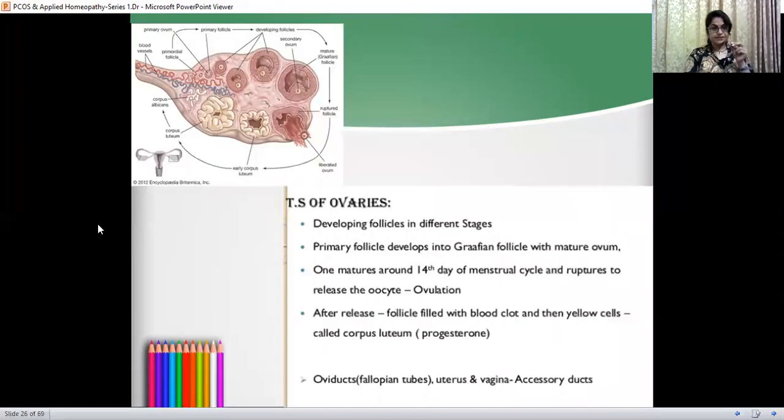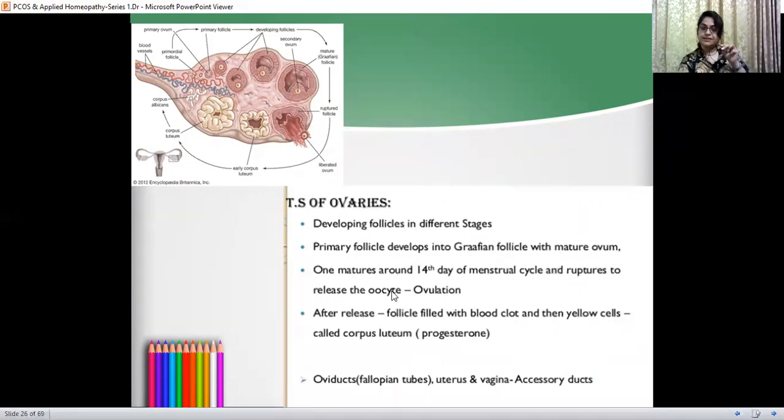Transverse section of ovaries. Let's learn about it. Developing follicles in different stages. The primary follicle develops into the graafian follicle with a mature ovum. One matures around day 14 of the menstrual cycle and ruptures to release the oocyte, which is ovulation.